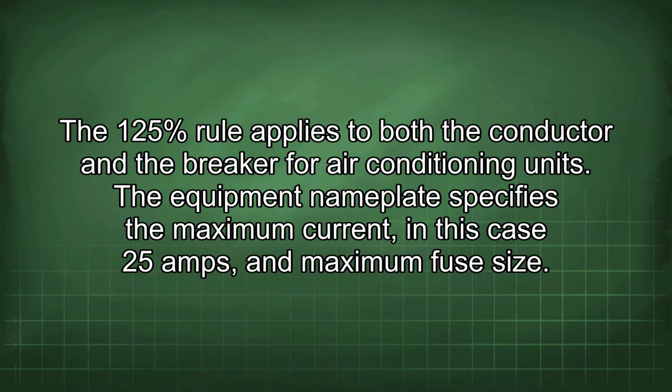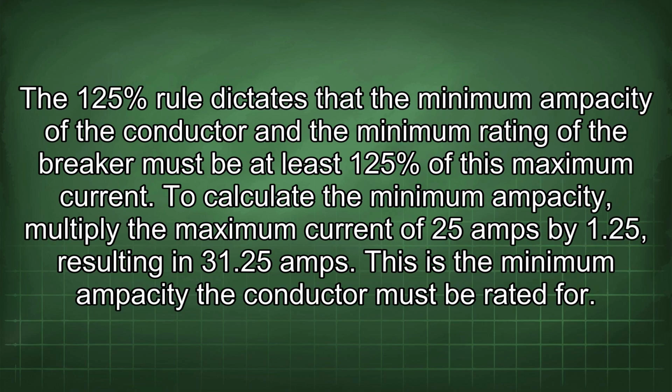The 125% rule applies to both the conductor and the breaker for air conditioning units. The equipment nameplate specifies the maximum current, in this case 25 amps, and maximum fuse size. The 125% rule dictates that the minimum ampacity of the conductor and the minimum rating of the breaker must be at least 125% of this maximum current.